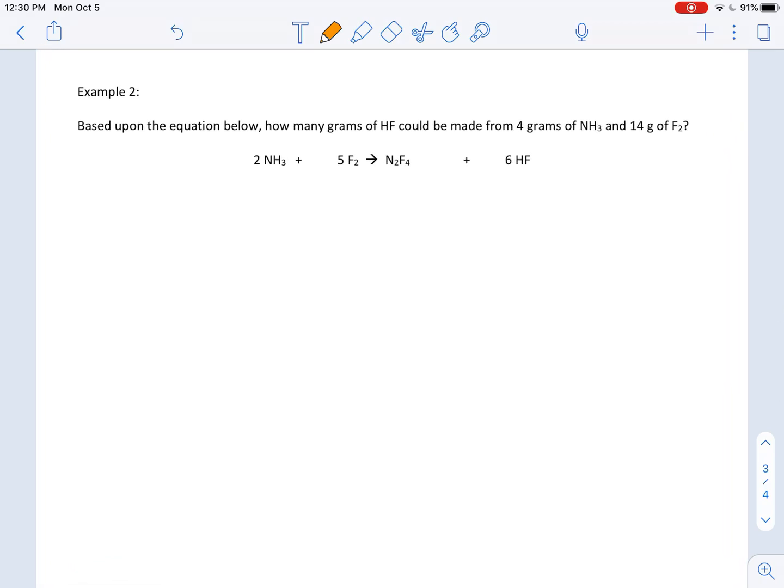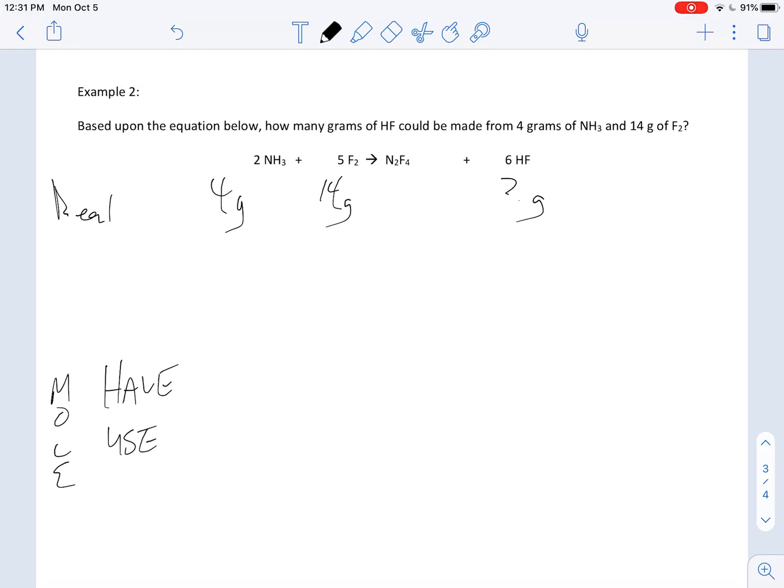All right, how many grams of hydrogen fluoride, so again, I want to know grams here, could be made if I have 4 grams of this and 14 grams of this. So this is my real world, but I really got to operate in the mole world. But since I have 2 of them, I'm going to have use, and I'm going to have leftover. All right, so the first thing I'm going to do is change these guys into moles.